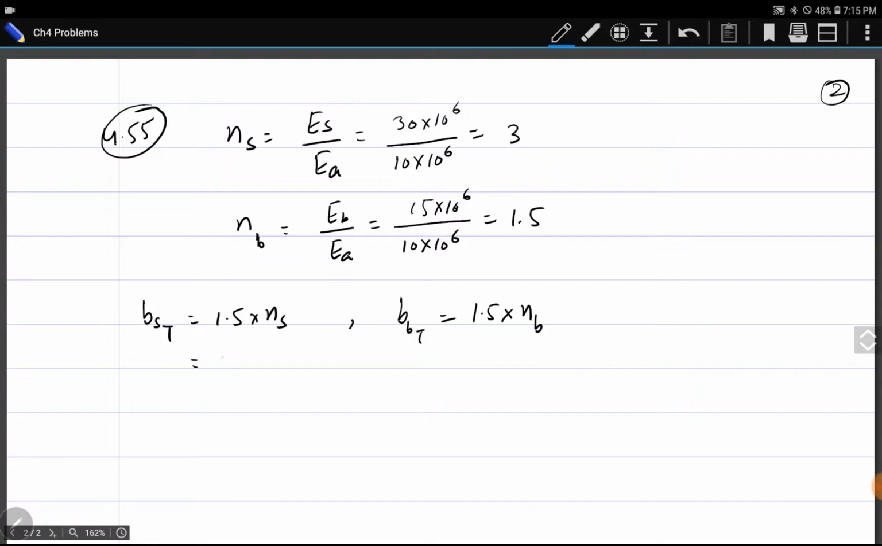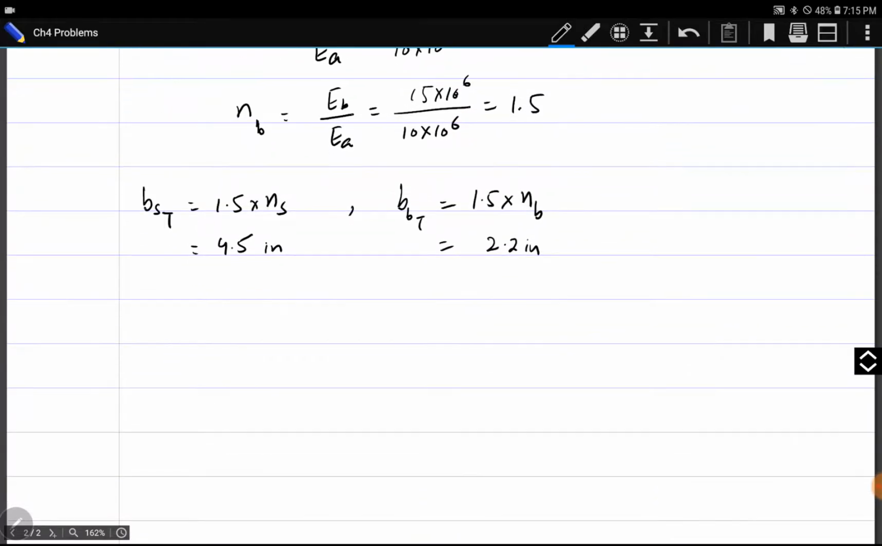1.5 into 3 becomes 4.5 inches, and 1.5 into 1.5 will be 2.25 inches. So the new width of steel will be 4.5 inches, and the new width of the brass section will be 2.25 inches. Aluminum will remain the same.